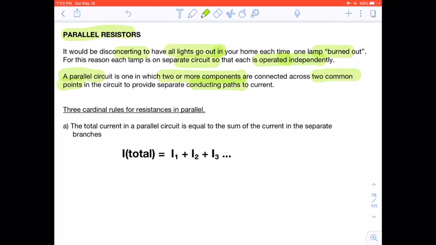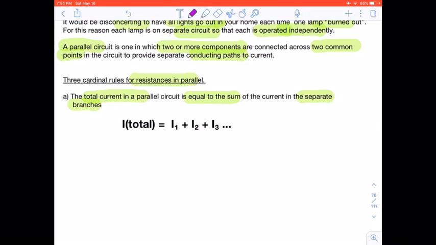Now let's look at some rules related to parallel resistance. There are essentially three. The total current in a parallel circuit is equal to the sum of the currents in the separate branches. The total circuit current is equal to the sum of the currents in the separate branches.